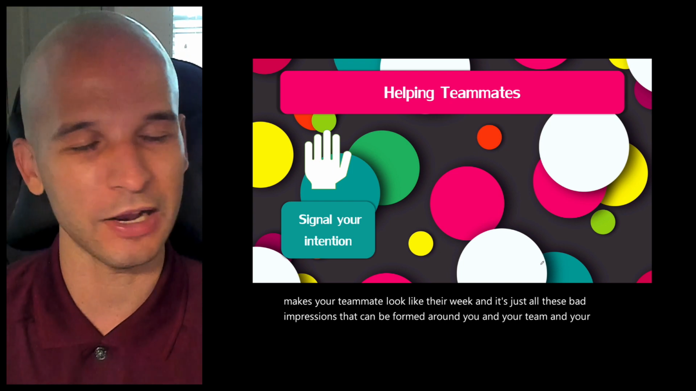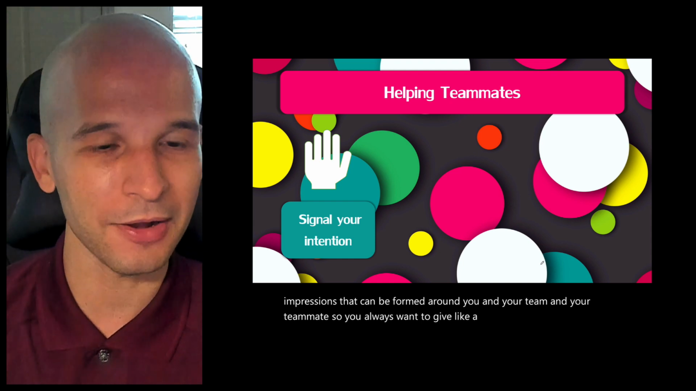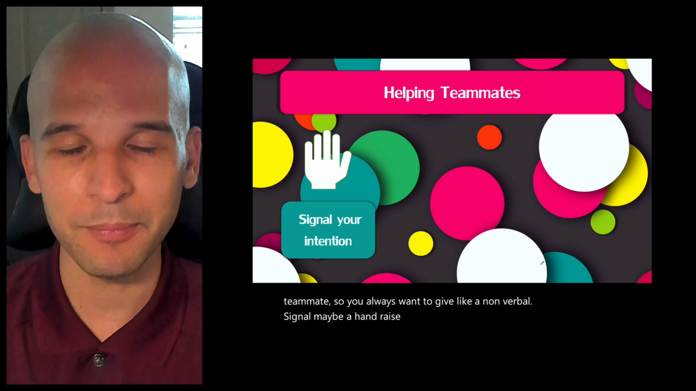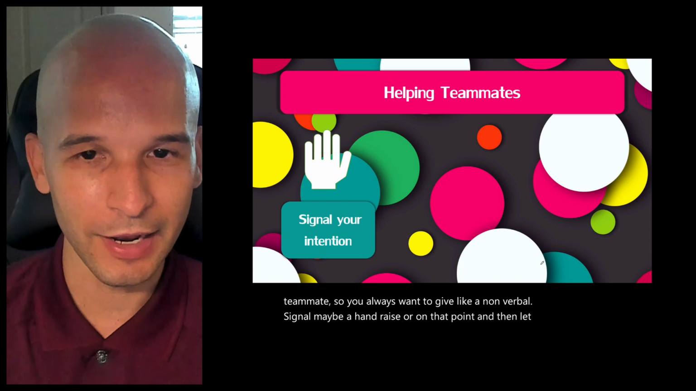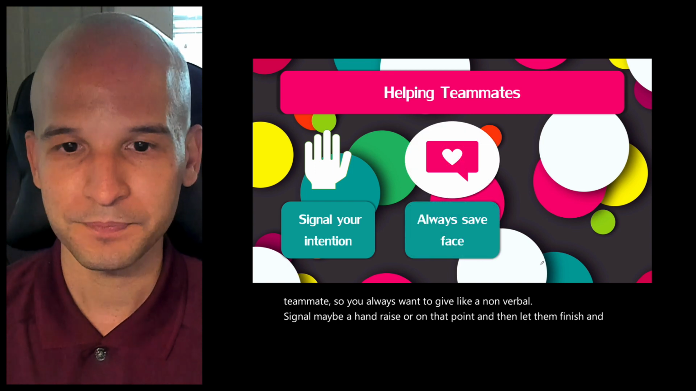So you always want to give a nonverbal signal, like maybe a hand raise or, you know, on that point, and then let them finish and then signal what you want to say.